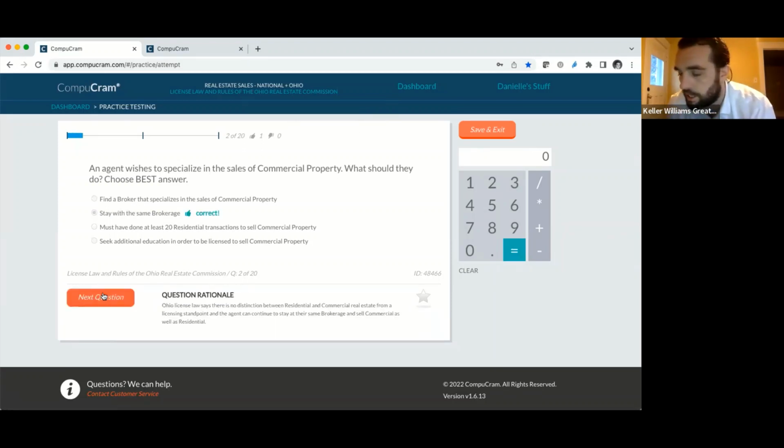Ohio license law says that your real estate license is good for both commercial and residential. There's no distinction. Now, it is important that you understand that brokerages do have distinctions around that. And Keller Williams Greater Metropolitan is a brokerage that has some distinctions around that. So if you're interested in selling commercial property, you're going to want to do that alongside one of our commercial agents. Or what I always recommend is just refer to a commercial agent and collect your referral fee.